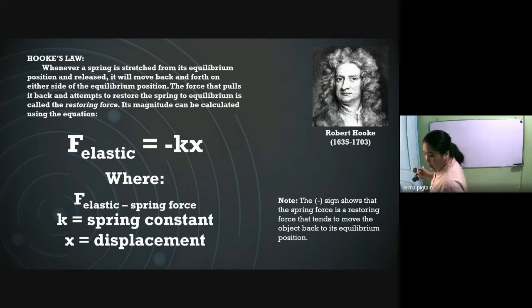Okay? So, ang ating elastic force is equal to negative k multiplied with x. Okay? So, ito yung magiging general equation natin. Ha? So, again, remember yung k natin is negative since restoring force siya.